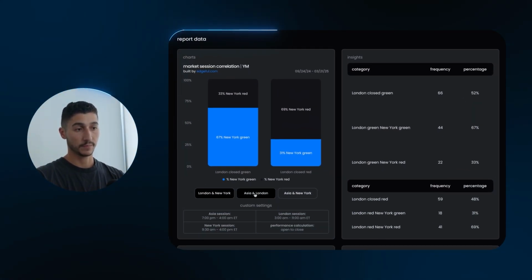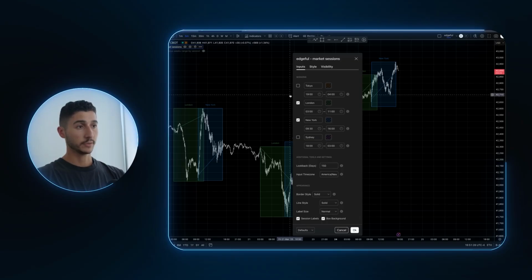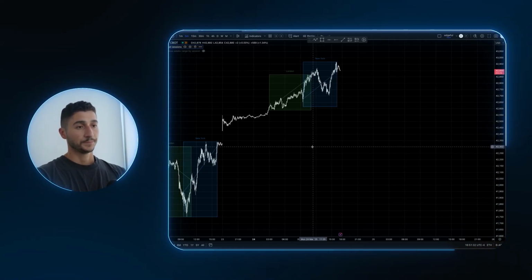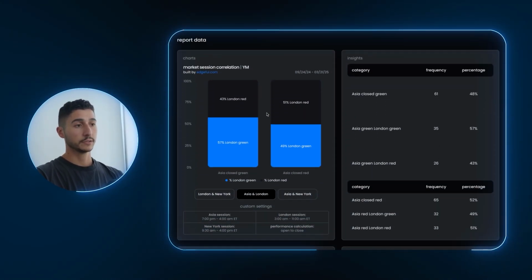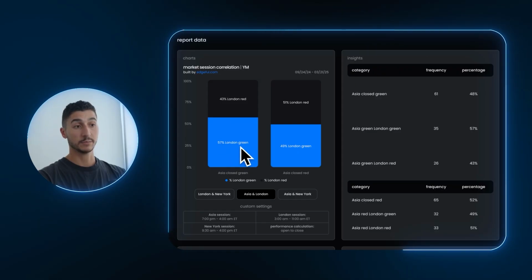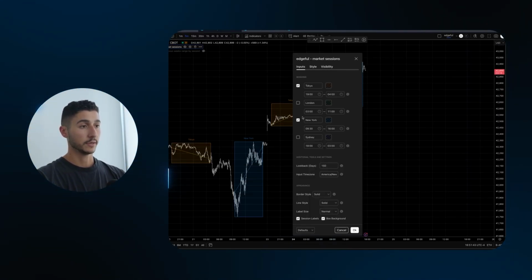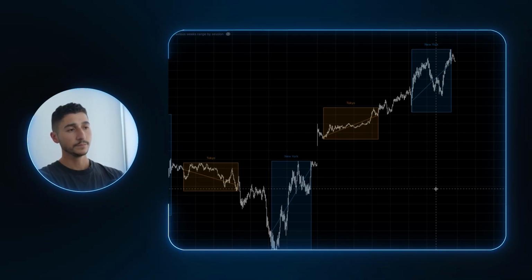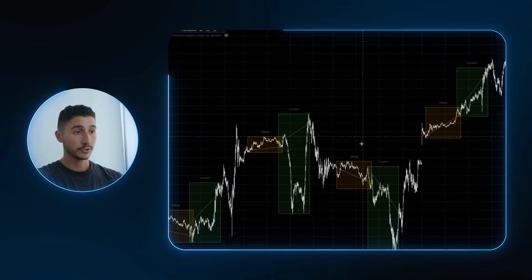That's this right here. And if you want to look at Asia and London, I'm going to touch on that for a second. So I'm going to hide London so we don't get confused. Just give it a second to load. Okay, here it is. Here is the data. Almost 60% of the time, if Asia was green, London will also close green. Or actually, sorry, I meant to hide New York.